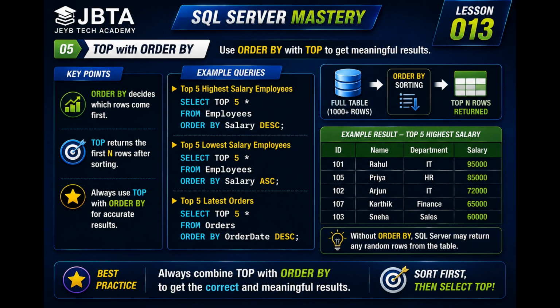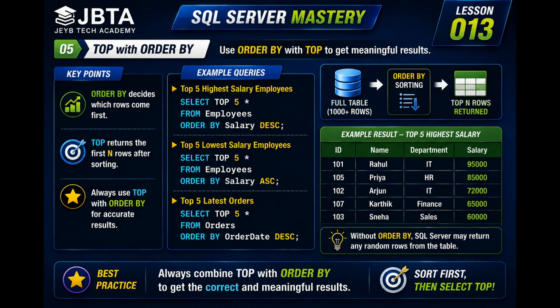The same concept applies in many real-world situations. If you want the latest 10 customer orders, sort the order date in descending order and then use the top clause. If you want the 5 most expensive products, sort the price column in descending order and then use the top clause. If you want the lowest priced products, sort the price column in ascending order and then use the top clause.